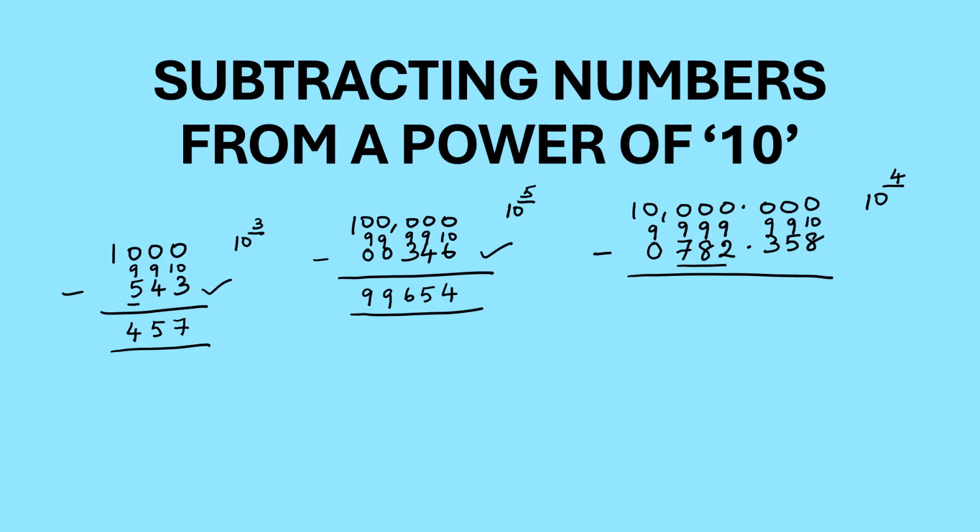Now, starting from the leftmost digit, you do the subtraction. 9 minus 0 is 9, 9 minus 7 is 2, 9 minus 8 is 1, 9 minus 2 is 7, 9 minus 3 is 6, 9 minus 5 is 4, 10 minus 8 is 2. And then you place the decimal point. And there you have it, 9217.642 is your final solution.